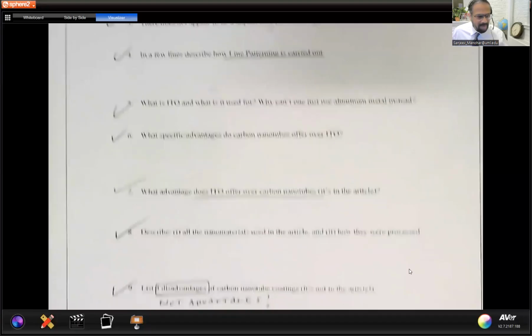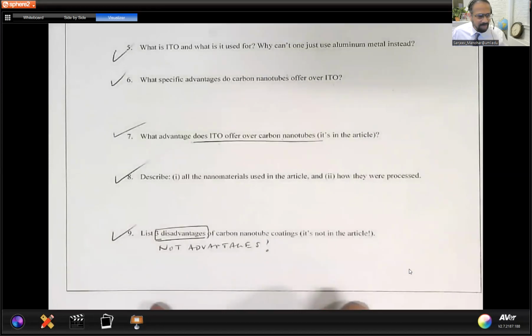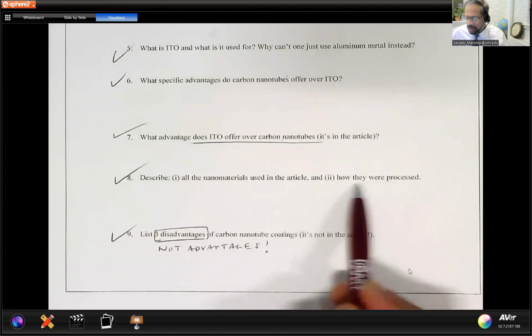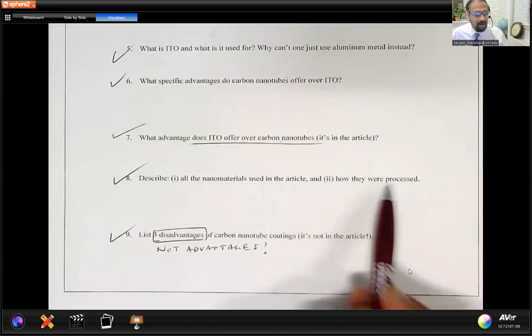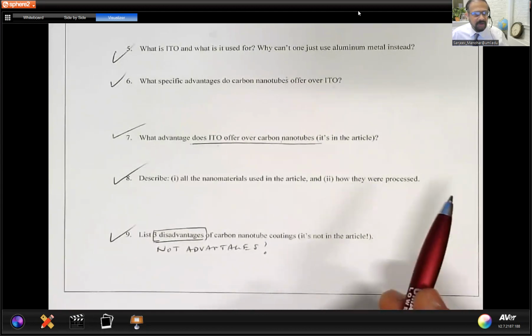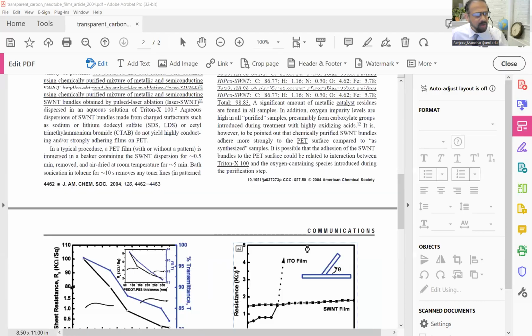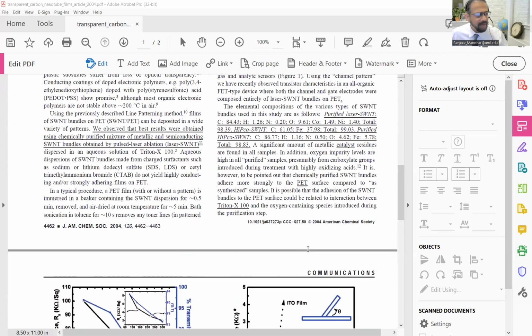Going back to the questions, let's see. And how were they processed, right? The processing question is already there in the article, how they were processed. I don't know if you saw the processing question. The answer to that is, let me go back. How were they processed means how were they made into a film? Okay.